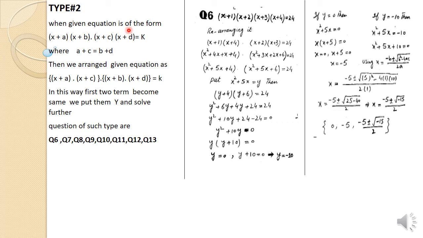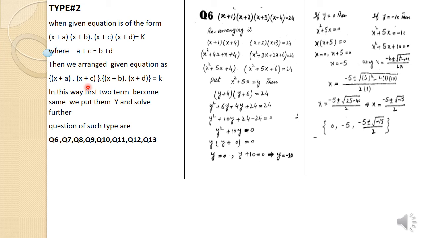Now student, we discussed type 2. Type 2 is when the given equation is of the form x plus a into x plus b, dot x plus c into x plus d equals k. The trick or main hint, you can say, is where a plus c equals b plus d. Here a and c are these terms, and b and d are these terms. So first you have to check this: a plus c equals b plus d, then you can simplify the further equation or further question.